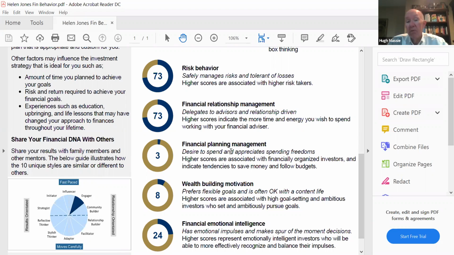Financial planning management. So Helen's got a score of 3% here. So what we know here is that she's not detail orientated, she's not structured, she's likely to be possibly free flowing with spending money. A budget would most likely be a foreign concept for her in terms of sticking to it. Now that's the natural instinct.